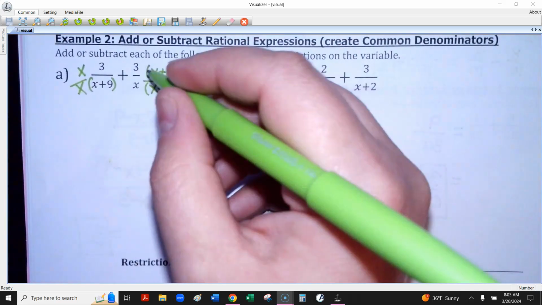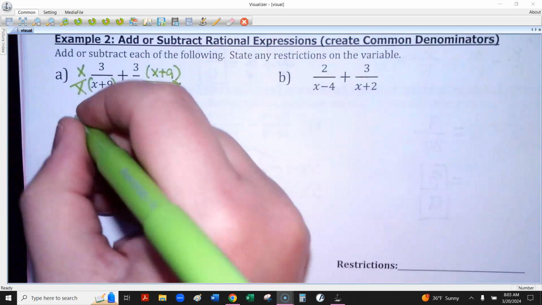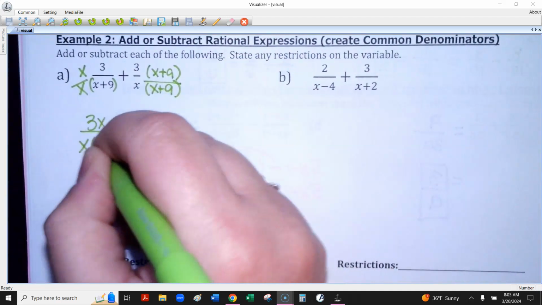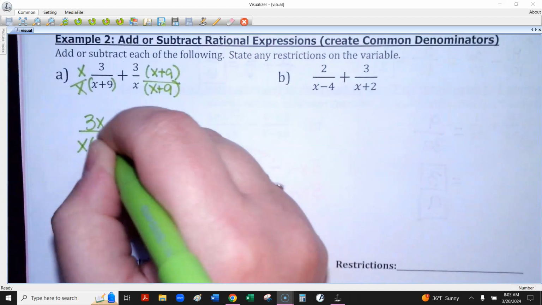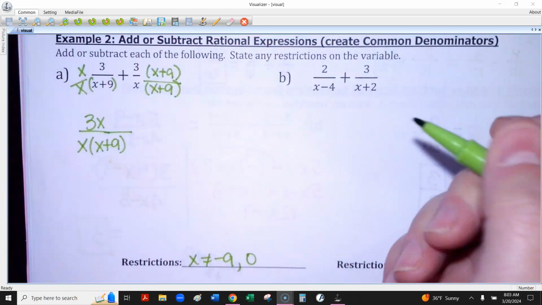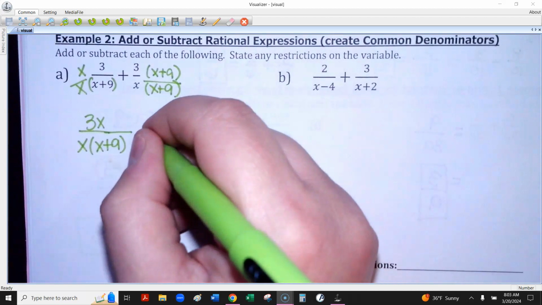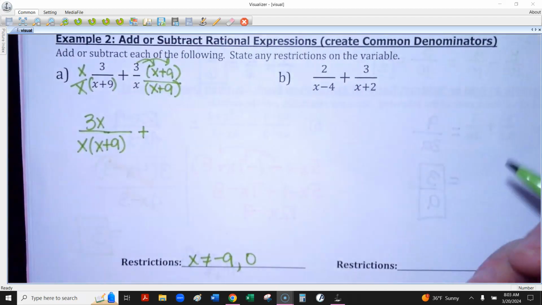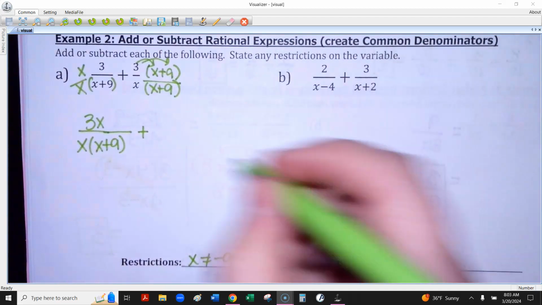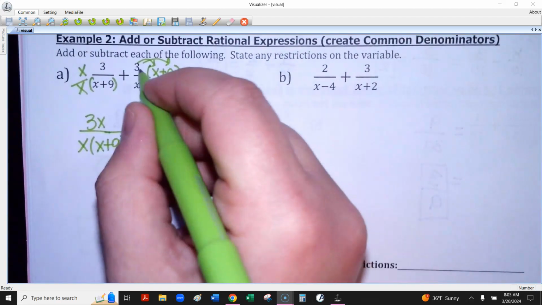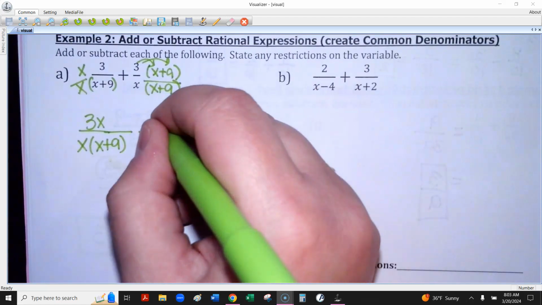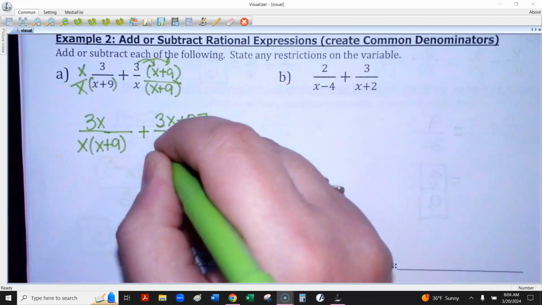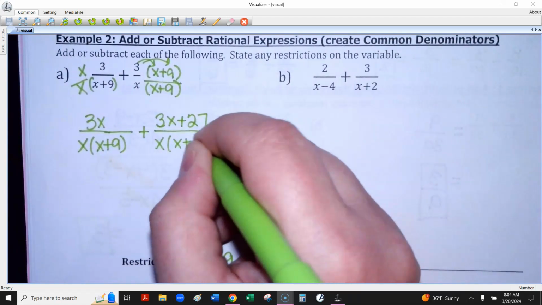Now, we're going to simplify here just on the top. So this would just be 3x, and my common denominator, we can just leave it in factored form. That's totally fine. That actually will probably make it easier. So let's just leave the bottom in factored form. Okay, now when I do the top though, I am going to do a little distributive property here because we're going to simplify the top when we add these fractions together. So if I multiply 3 there, we're going to get 3x plus 27. Okay, we've got this common denominator, x times x plus 9.